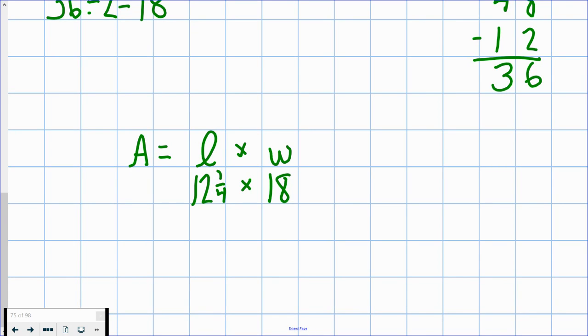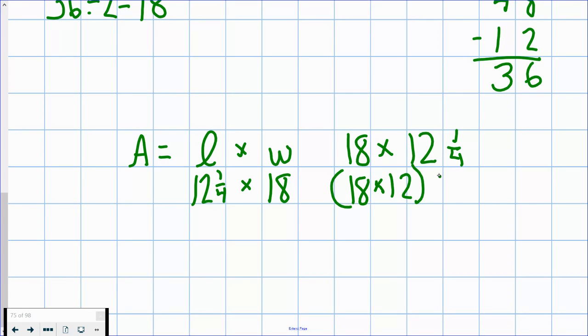Now, we have done work with multiplication of fractions, but here's why this is bonus. This is pretty crazy, okay? So, we're going to solve 18 times 12 and 1/4. So, here's how we do that, okay? We have to break it into two separate equations. So, remember, we're going to take 18 times 12 as our whole number. And then we're also going to take 18 times 1/4.